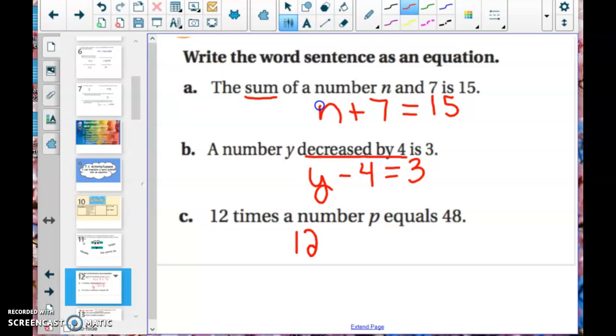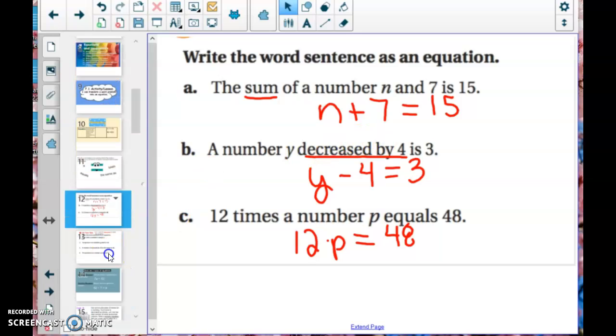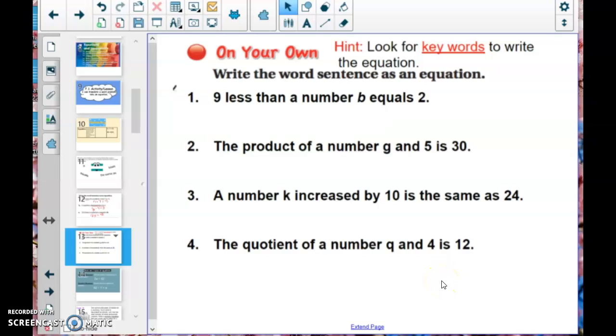Well, that would be 12 times p. Now, I could use an x, but I actually want to get away from that. You could use a dot there between the 12 and the p, but actually just writing 12 right next to your letter is understood to be a multiplication sign, equals 48. So those would be my word sentences written as an equation. What you can do now is pause the video and answer each of those ones on your own.